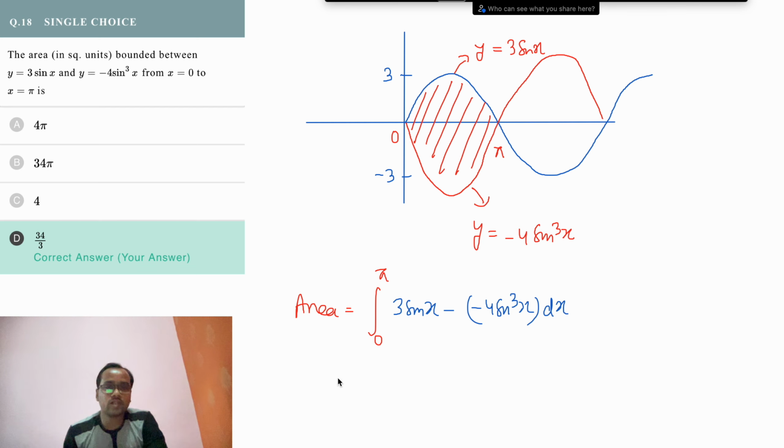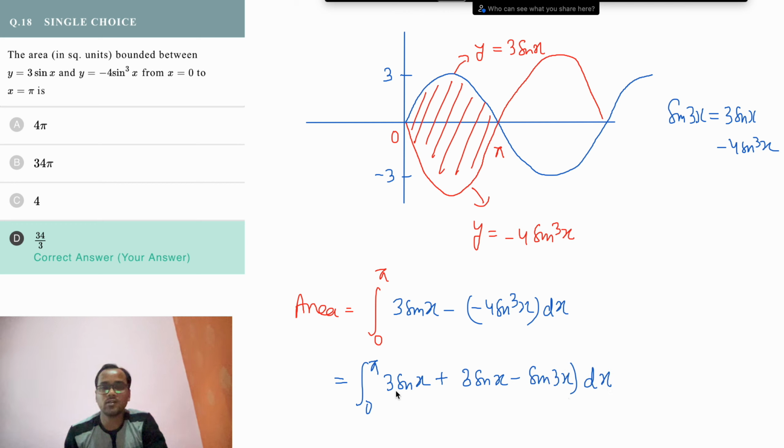So that would be equal to the integral from 0 to pi of 3 sine x plus 4 sine cube x, which can be written using the formula: sine 3x is 3 sine x minus 4 sine cube x. So 4 sine cube x can be written as 3 sine x minus sine 3x, dx. So this will give you the integration of 6 sine x, which will be minus 6 cos x, minus sine 3x, whose integration will be plus cos 3x upon 3.